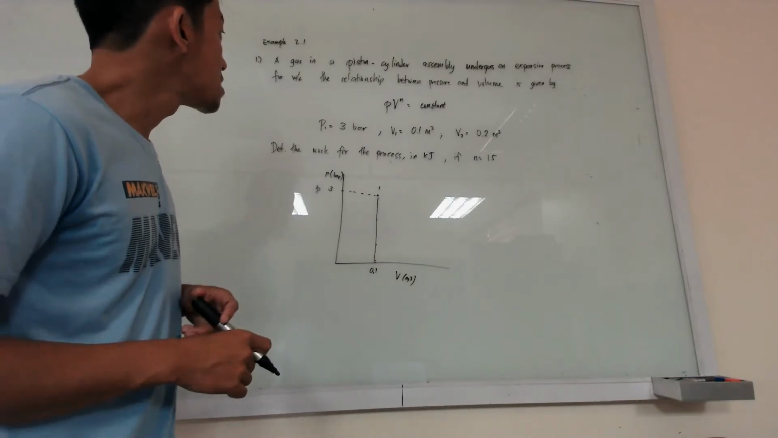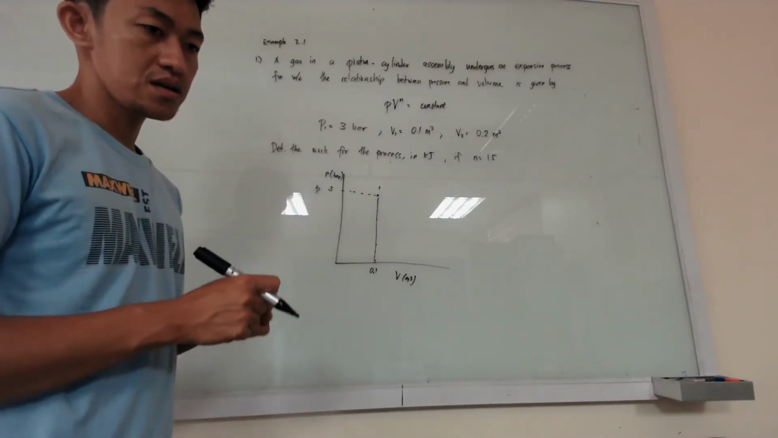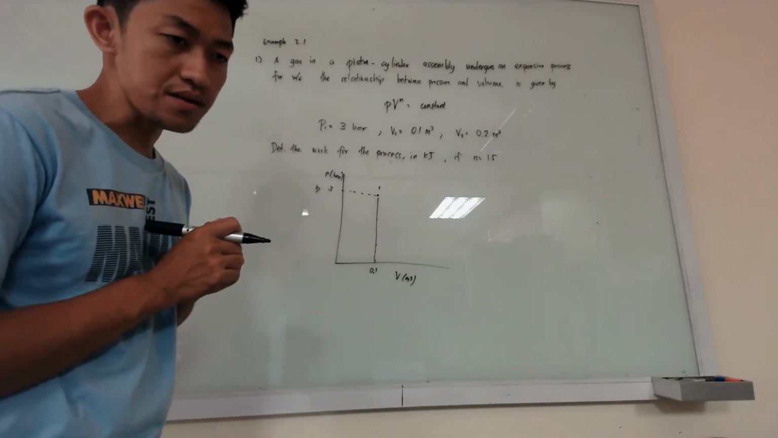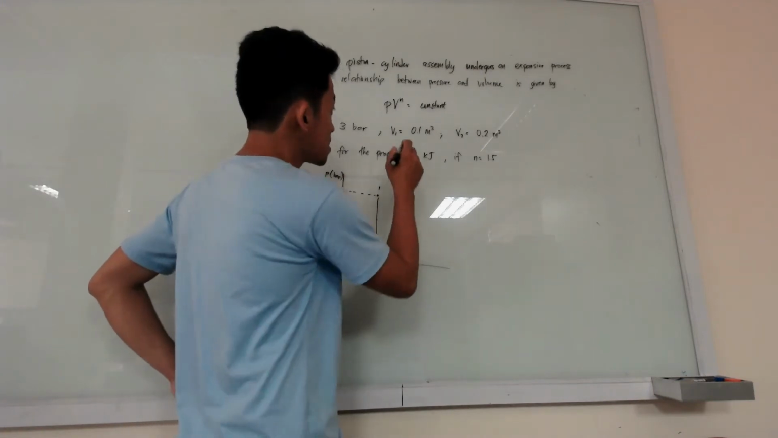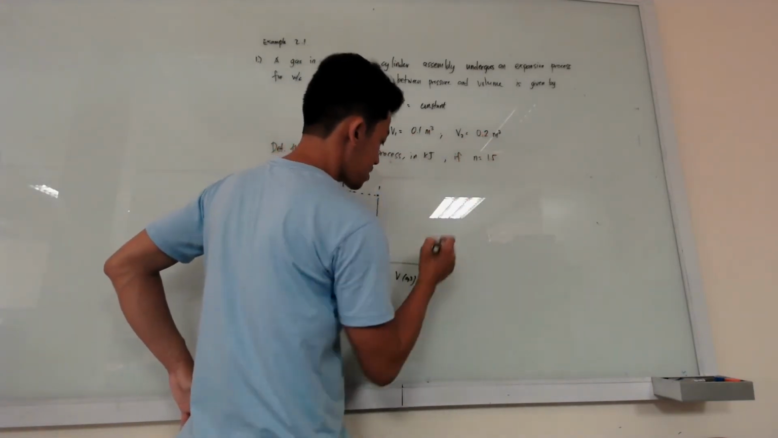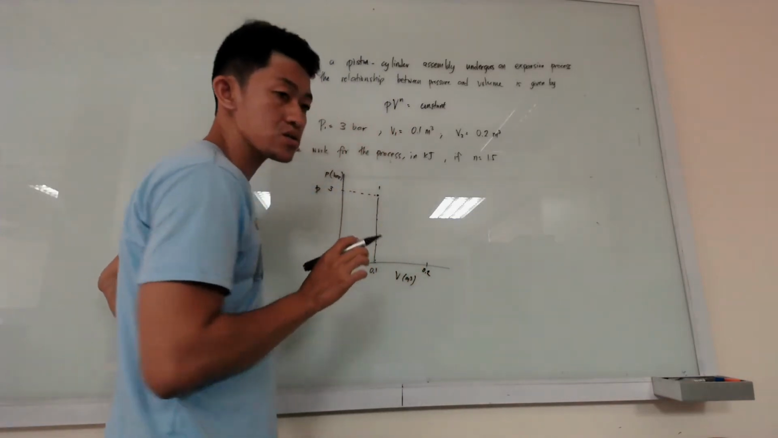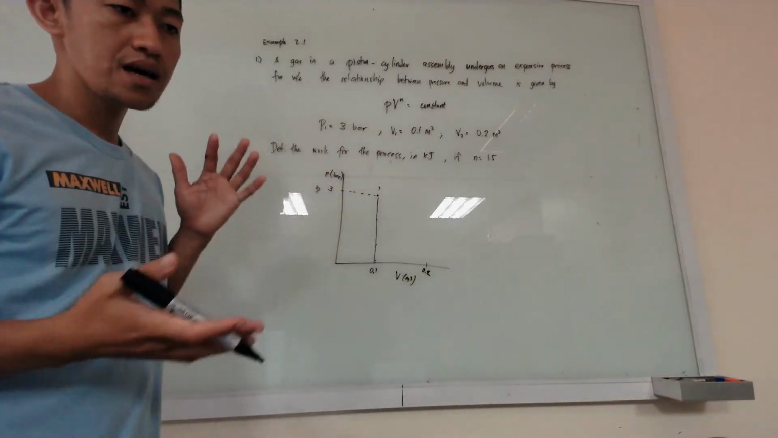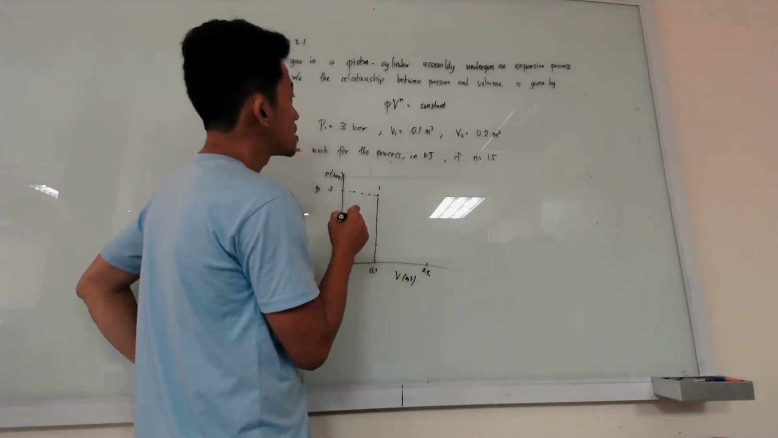And then during expansion, the piston cylinder volume expands, so the volume increases. So V2 is 0.2. But the pressure decreases because the relationship between them is inversely proportional.